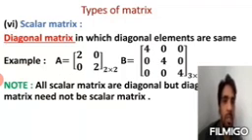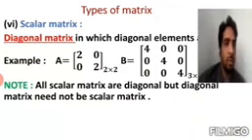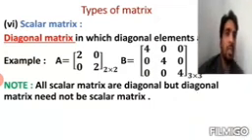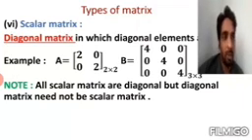Example-wise, here the matrix A has 4 elements: 2, 0, 0 and 2. In matrix B, it is 4, 0, 0, 0, 4, 0, 0, 0, 4. So if you see, the diagonal elements are the same. And as a note, you need to remember that all scalar matrices are diagonal, but a diagonal matrix need not be scalar.